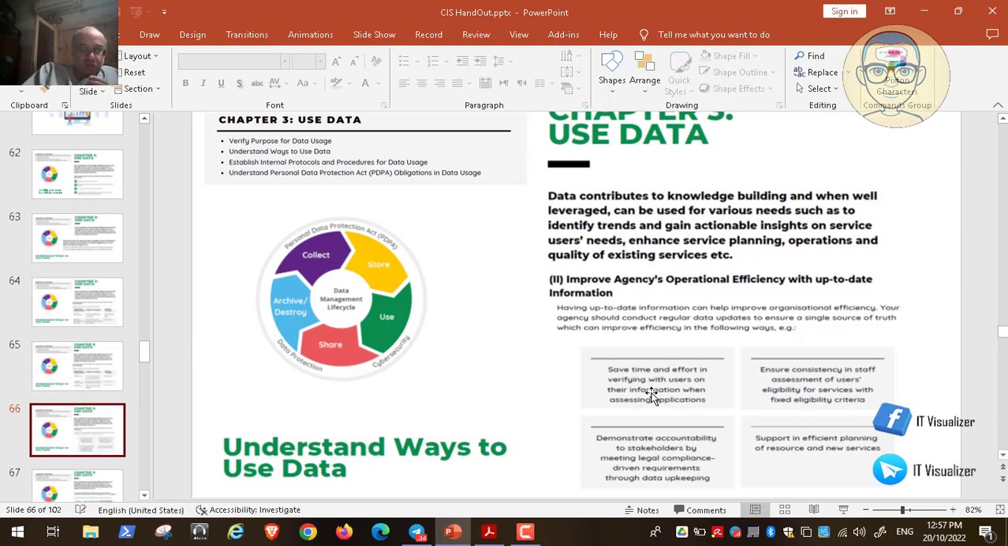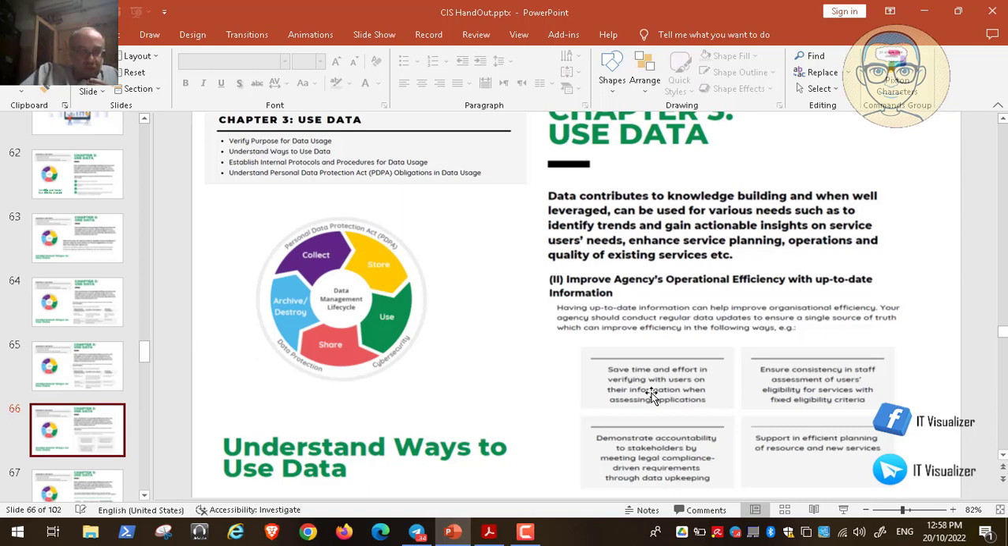So if you have up-to-date information, or use the data efficiently, and your data is accurate, this will save time in the agency operation. This will save time for your employees to serve the users. It will save time also, and it will give you accountability. So if your data is accurate, you will be accountable, or you will appear in a good way in front of your stakeholders if this is a large organization. And this also helps you to plan how to use your new resources and your existing resources.